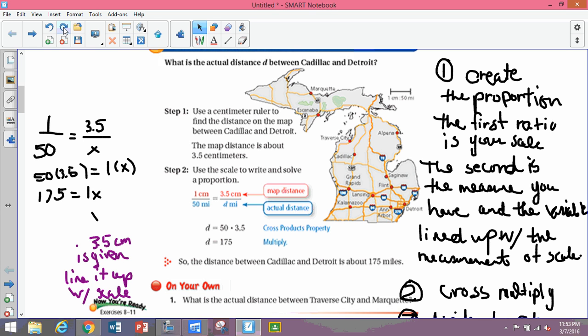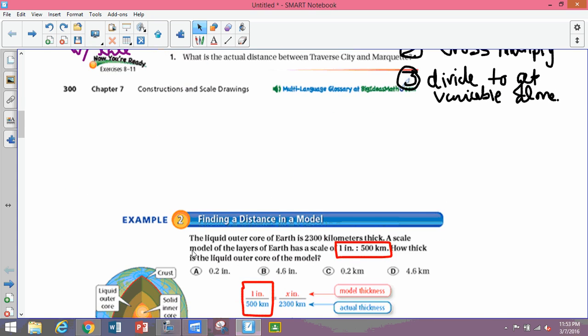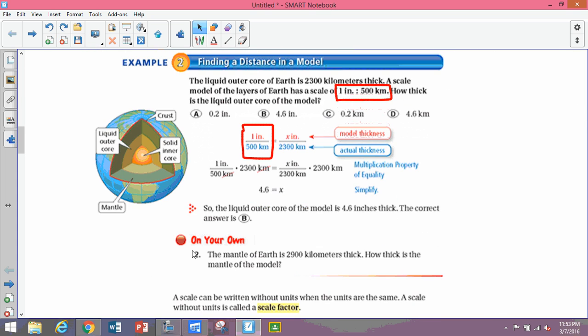50 times 3.5 is 175 equals 1 times x, and 1 times x is x. You could divide both sides by 1, but you just get the same answer because of the identity property of multiplication. So it's just 1x equals x, and then you bring down your answer of 175 miles. Make sure you label them.